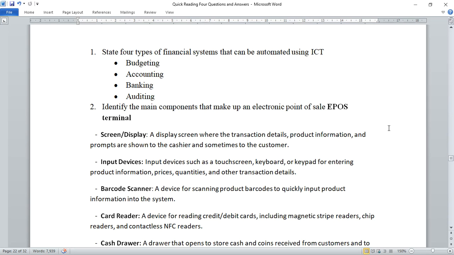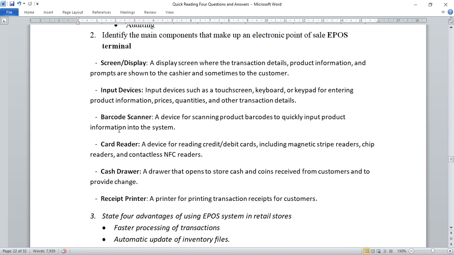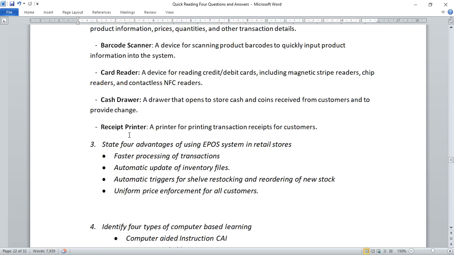So when we go to the EPOS, there are various gadgets or hardware that you get there. You get a monitor, you get input devices like touch screen, keypad or keyboard. Then you can get the barcode scanner. The barcode scanner is part of the EPOS. We have a card reader, and also the cash drawer, and lastly we have the receipt printer. So you can try to visualize how the EPOS looks. When I talk about it, it has the monitor, touch screen, barcode reader, card reader, cash drawer, and the receipt printer.